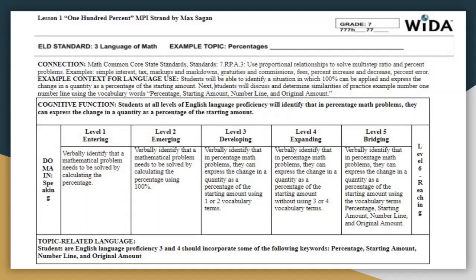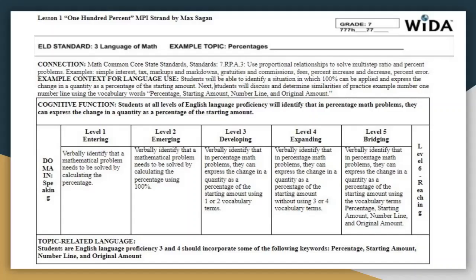So the example context for language use is: students will be able to identify a situation in which 100% can be applied to express the change in a quantity as a percent of the starting amount. Next, students will discuss and determine similarities of practice example number 1 in the number line using the vocabulary words percentage, starting amount, number line, and original amount.